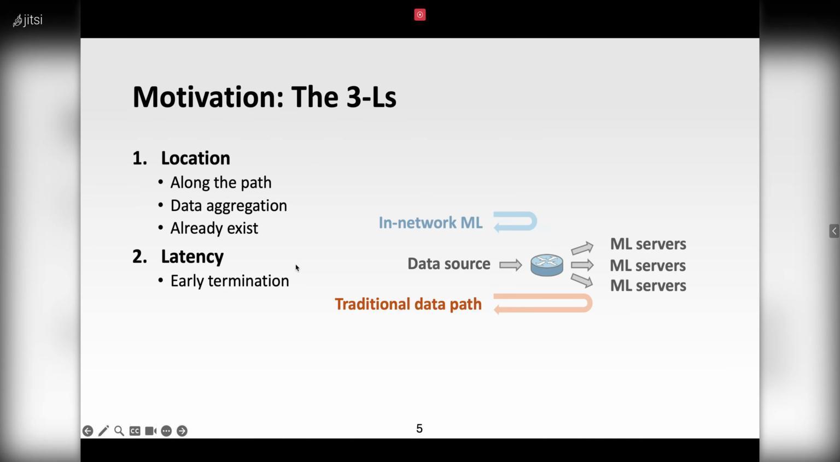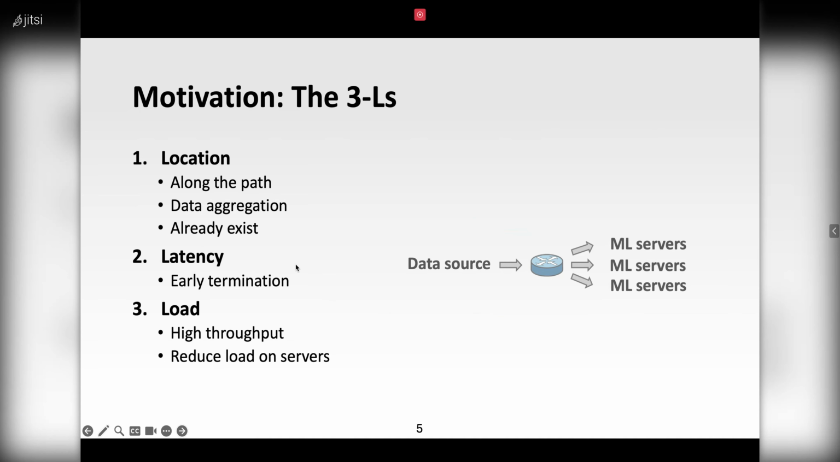The second benefit is latency. Not only can programmable network devices process information quicker than servers, but we also want to introduce early termination. For example, the data source comes to the network device, is processed within it, and then goes back to the destination. It doesn't need to go to the server for further processing. So in a lot of use cases, in-network machine learning has a shorter data path. In this case, it can reduce the latency, not only in processing time, but also in communication time.